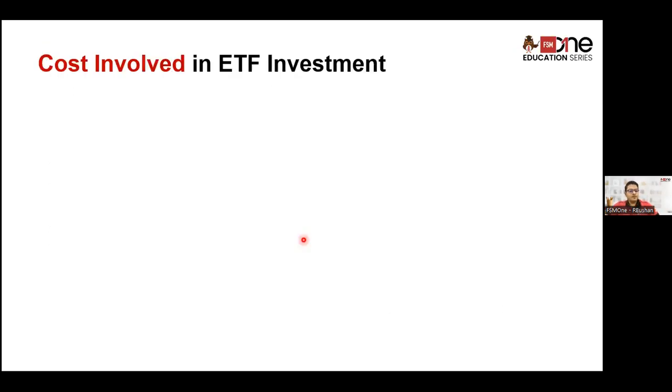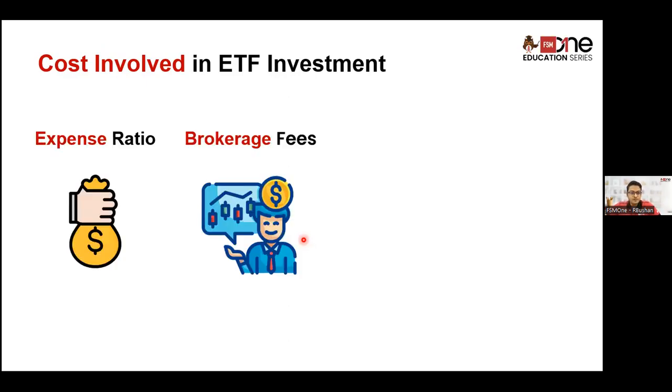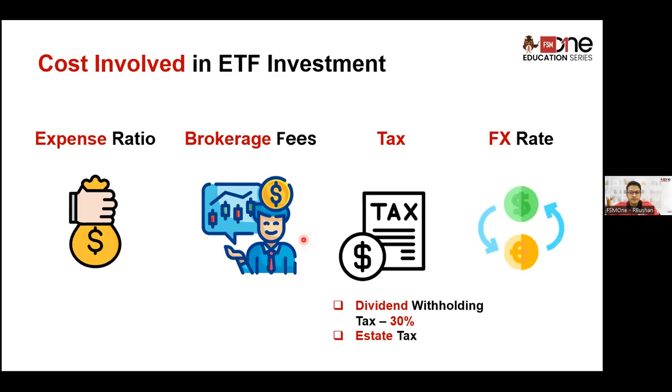Okay, so the next topic is on the costs, right? There are several costs, namely the expense ratio, the brokerage fees, tax, and forex. Expense ratio is the cost of owning that ETF. It's similar to the management fee that you have in a unit trust, because those ETFs are actually managed by fund managers, either passively or actively. So there's an expense there.